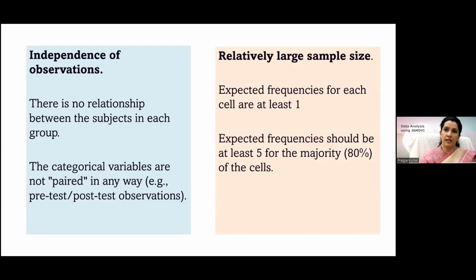And the relatively large sample size, what do we mean by that? That means the expected frequencies. Mind it, this is the expected frequencies, not the observed frequency. In the 2 by 2 table, the frequency which you see is the observed one. But there is something known as the expected frequency. How do we count the expected frequency? We'll see that there's an option. You can click that and see the expected frequency. But expected frequencies should be at least 5 for the majority of the cells. It should not be less than 5.